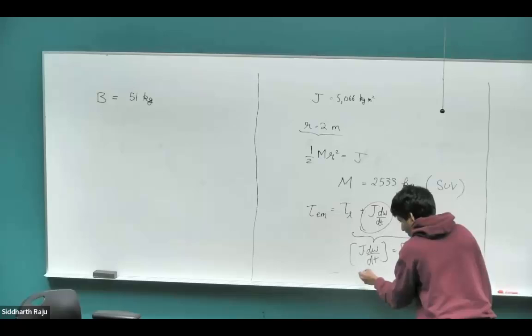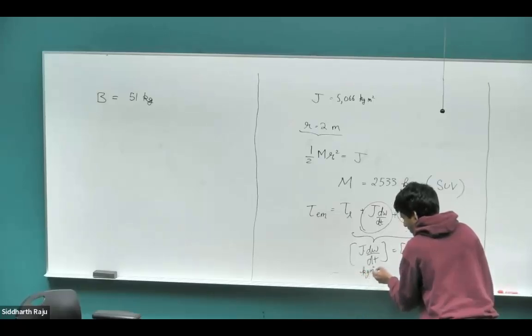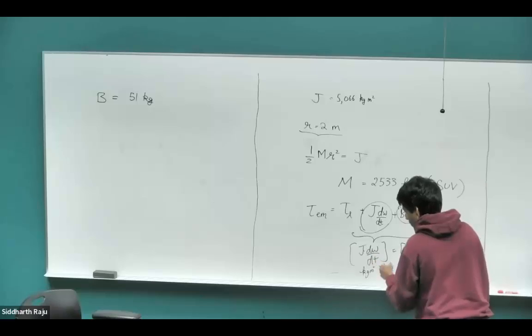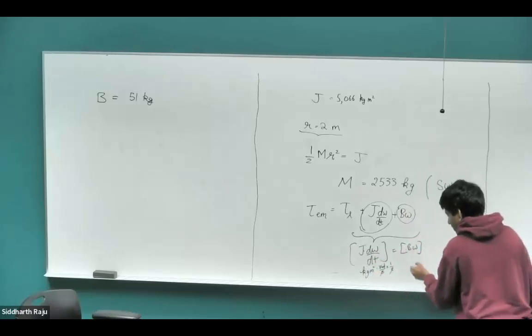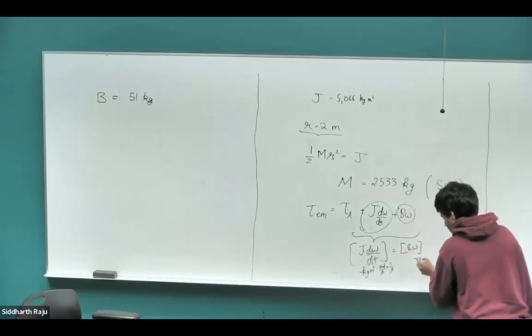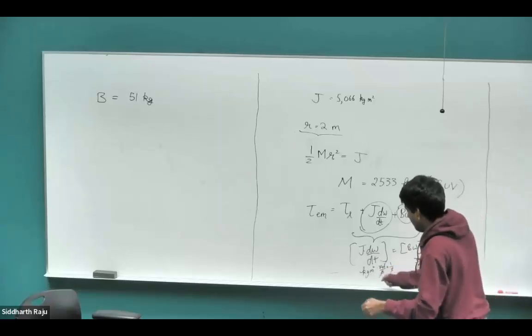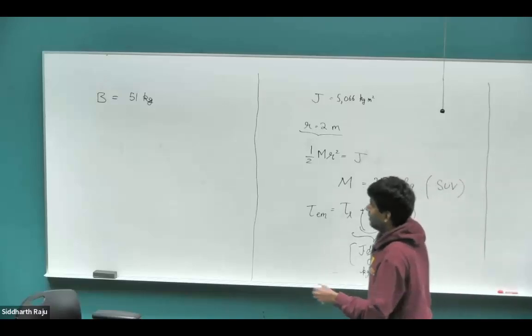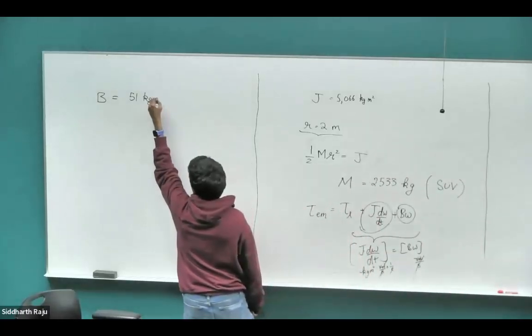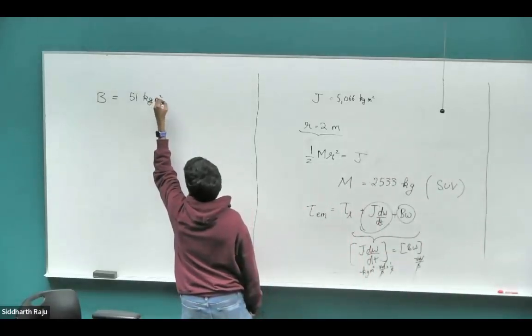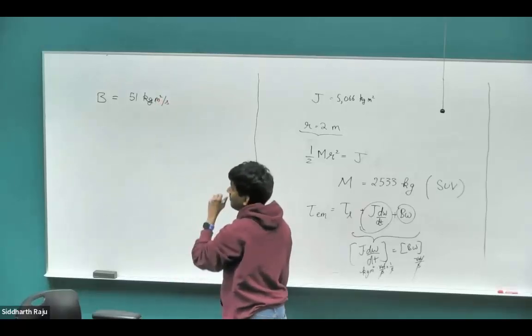Right? On this side we had kg meter square times radians per second times 1 by second for the dt in the denominator. So here we have the radians per second term. So what we are left with is kg meter square divided by per second. Right? So the units are going to be kg meter square per second.